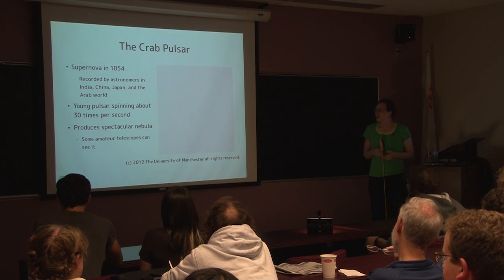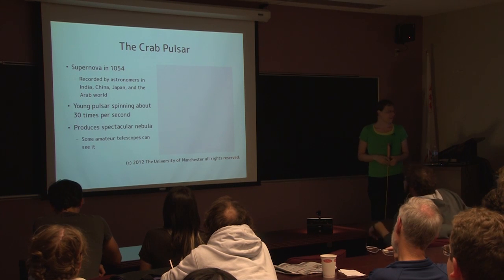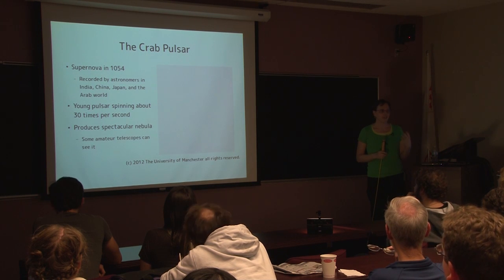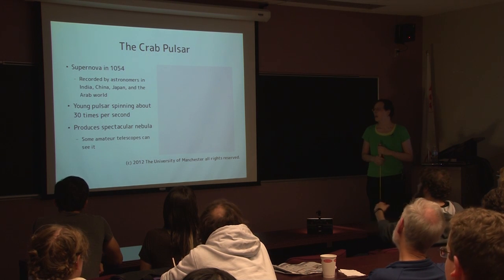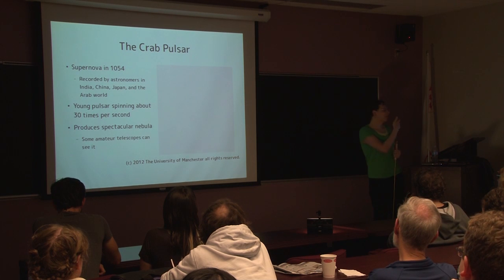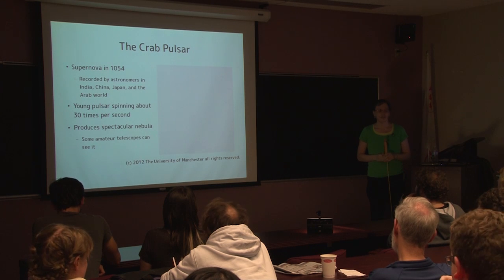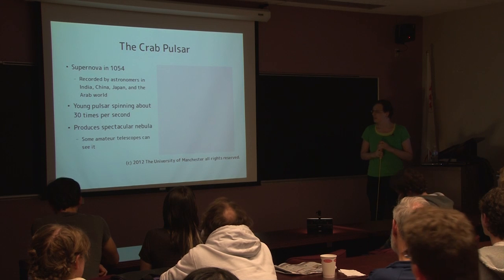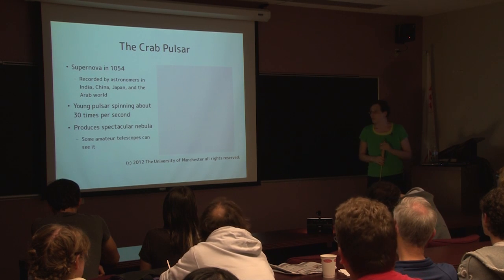And so we know when this went off. We know how old it is. It's about 1,000 years old, and by astronomical standards, that's pretty young. This pulsar is still in its infancy. It's spinning about 30 times a second. Those of you with a musical ear might have been able to gauge that from listening to it. I can't. But that was about 30 times a second, which, for something the size of a city, is pretty fast. And it's slowing down very gradually.